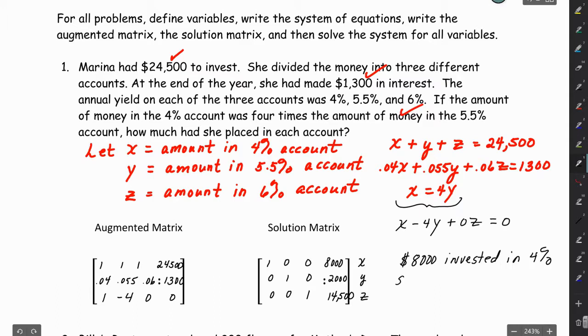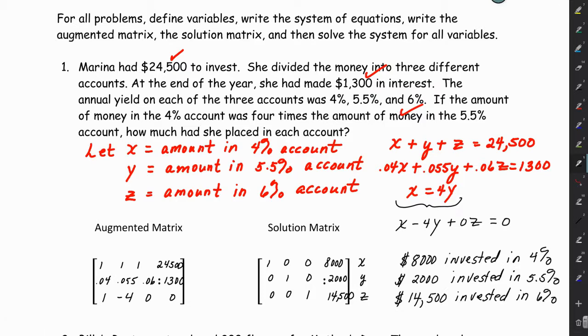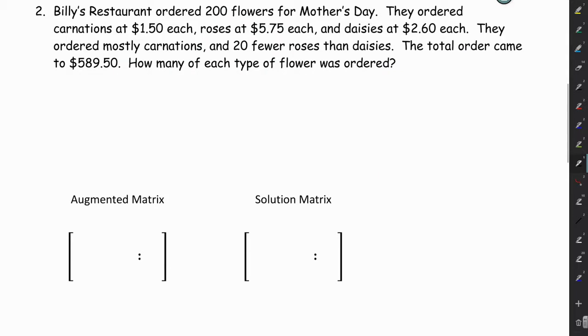I have $2,000 invested in the 5.5% account, and I have $14,500 invested in the 6% account. All right, so that's it for this problem. Let's move on to number 2.